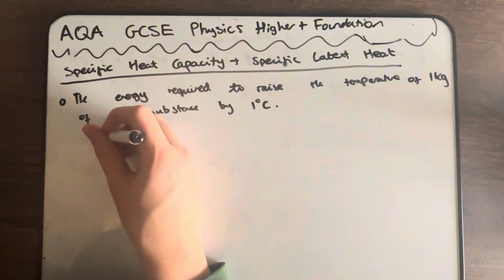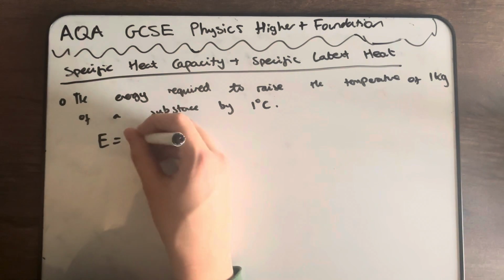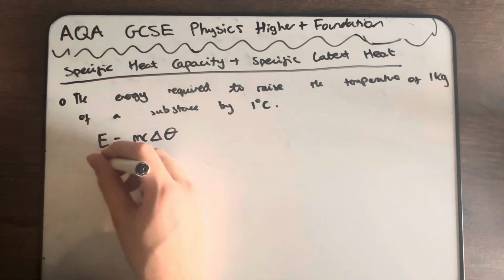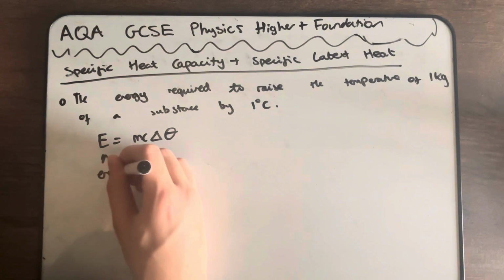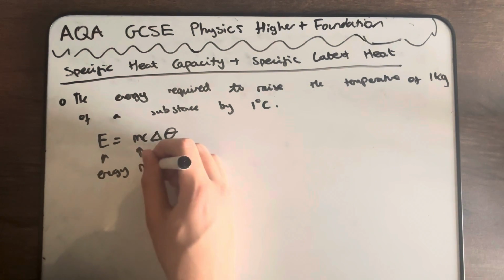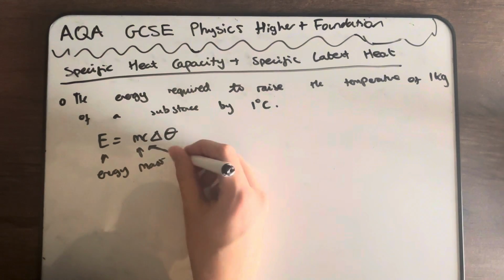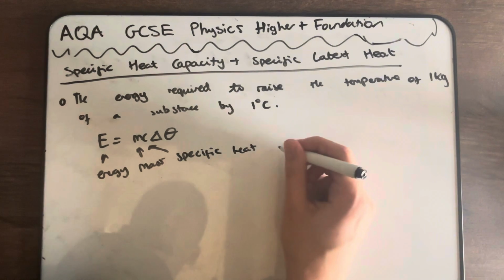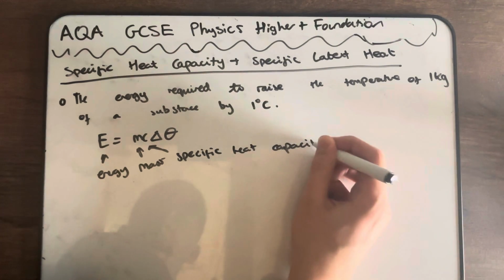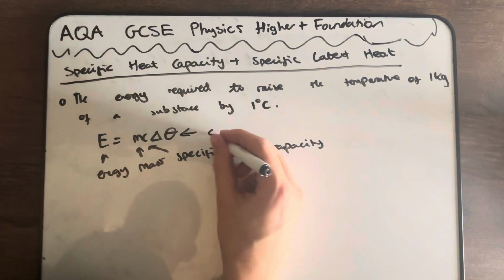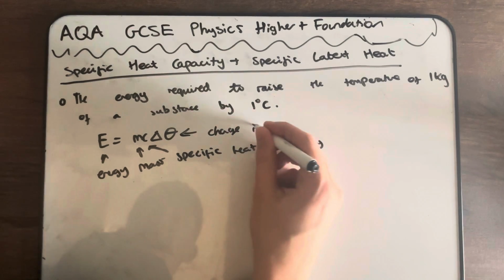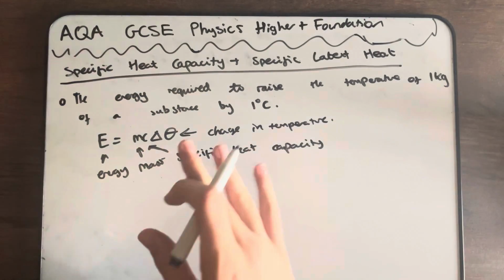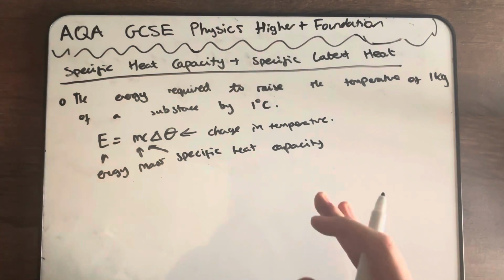Specific heat capacity is the energy required to raise the temperature of 1 kilogram of a substance by 1 degree, and this is displayed by the equation Q equals mc delta theta, where E is the energy, m is the mass, c is the specific heat capacity, and delta theta is the change in temperature. Now this needs to be known by both higher and foundation students.